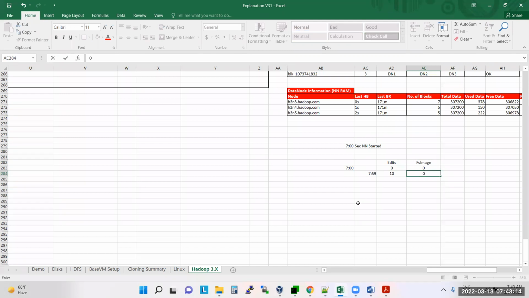Now the checkpoint will happen at 8 o'clock, right? Yes, sir. How many edits will be in the edit log? In edits, it will be 0, sir. In FS image? 10, sir. Understood. So at 7:59, if you see the status, in edits you have 10 and in FS image 0. But at 8 o'clock, edits 0 and FS image 10. Understood? Yes, sir, got it.